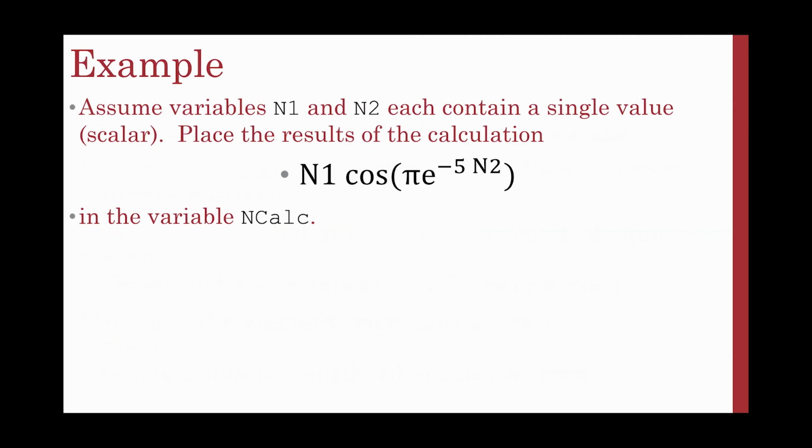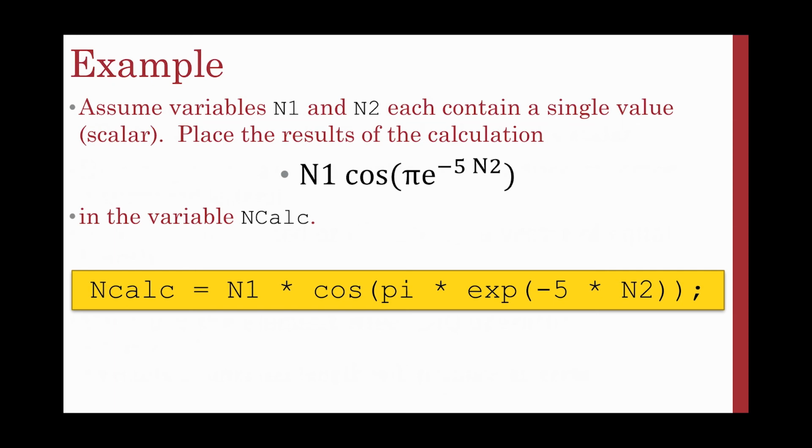So let's look at another example. We assume we have variables n1 and n2 that each contain a single value, which is a scalar. We want to place the results of the calculation in a variable called ncalc, and the calculation we're trying to do is n1 times cosine of pi e to the -5 n2. So what are we going to write? Well, what we're going to first do is define our variable. We have our variable ncalc.